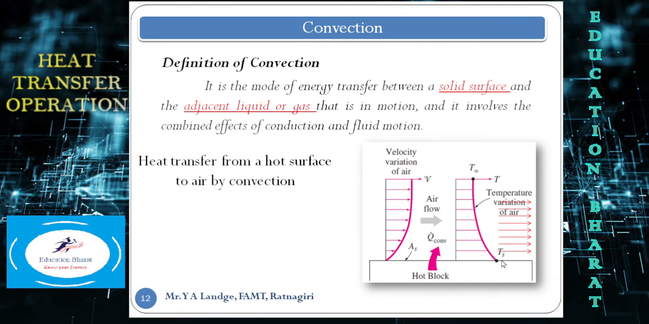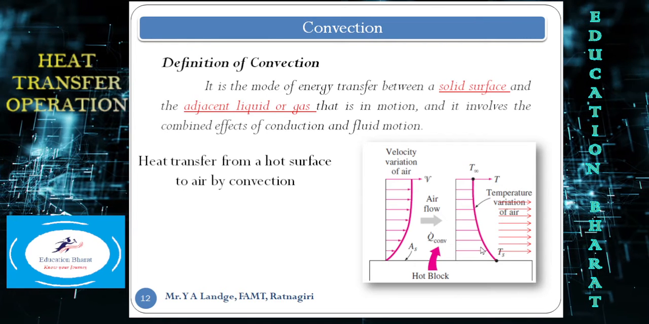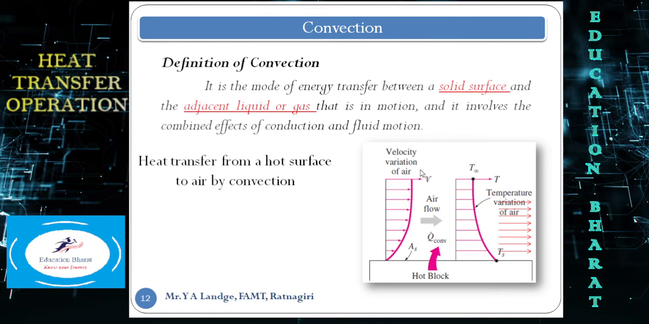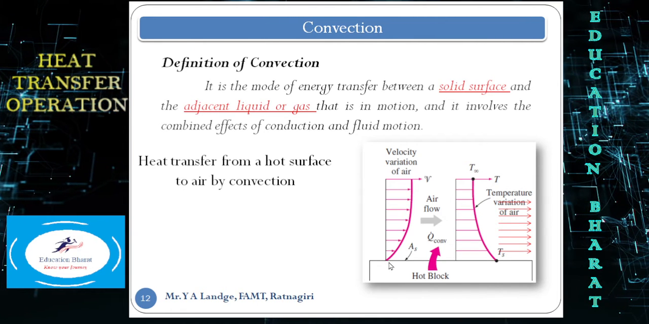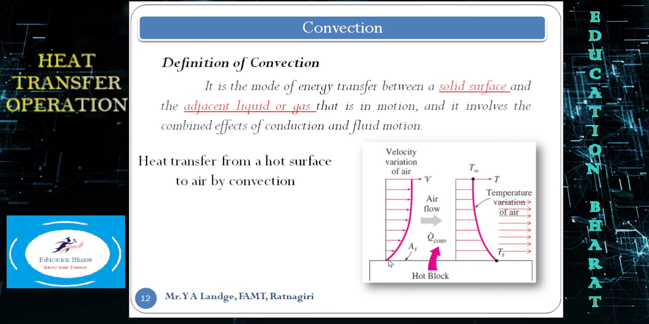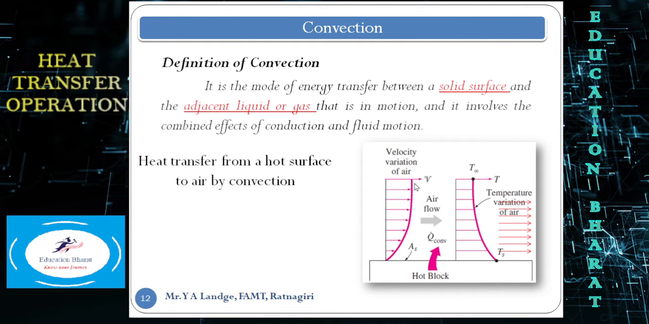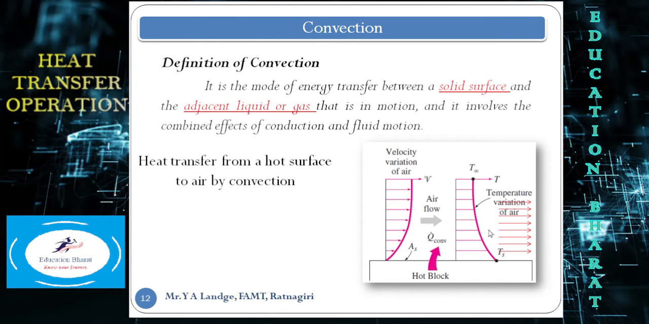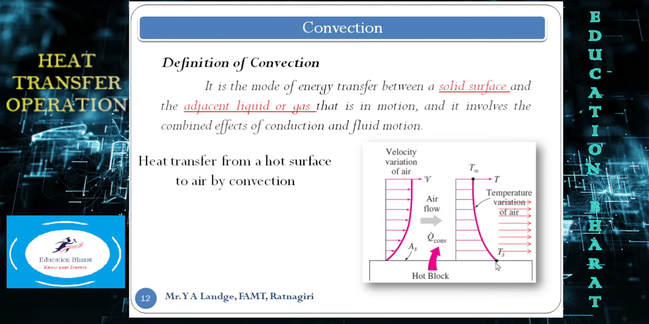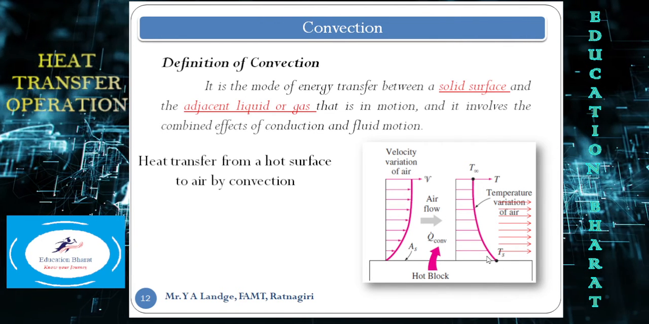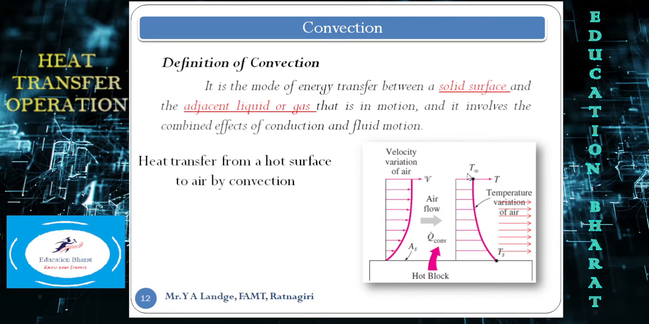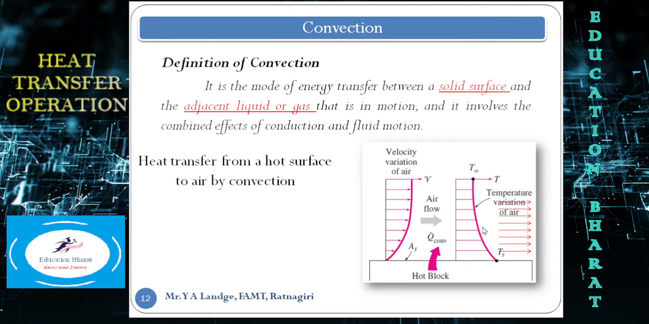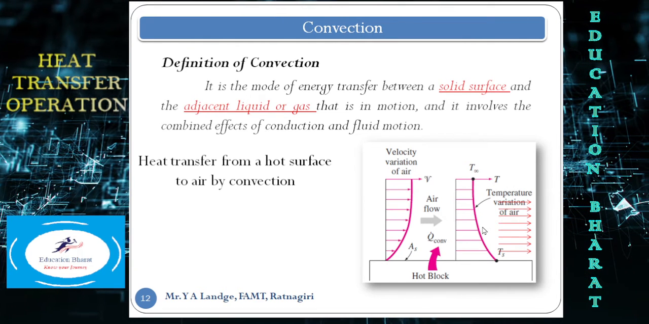As you go away from the hot surface, the temperature decreases. But at the same time, if you see the velocity profile, nearer to the surface the velocity is less, but as we move away from the surface the velocity is higher because of less friction. The temperature profile is the reverse case. So the adjacent layer nearer to the surface is hotter, and one by one it transfers the heat. So it is a combined effect of conduction and fluid motion, and that we call convection.